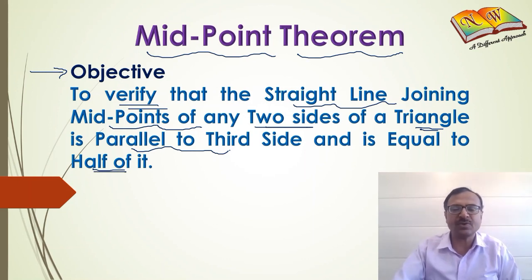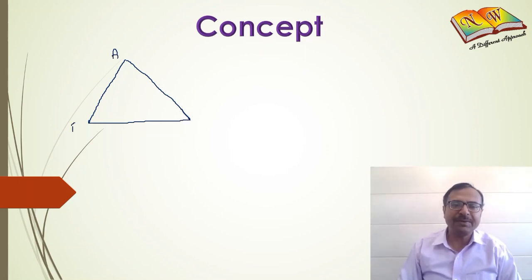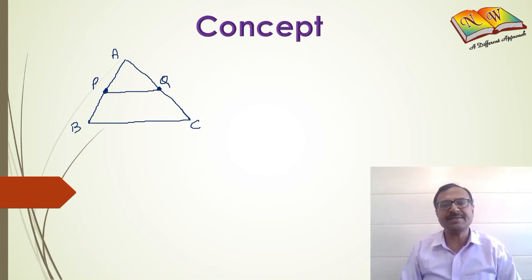Let's understand this concept first. So if you have a triangle, let's label the triangle as ABC, and then we mark the midpoint of AB as P and midpoint of AC as Q and join this line PQ. So this line PQ is the line which joins the midpoints of two sides AB and AC of triangle ABC.